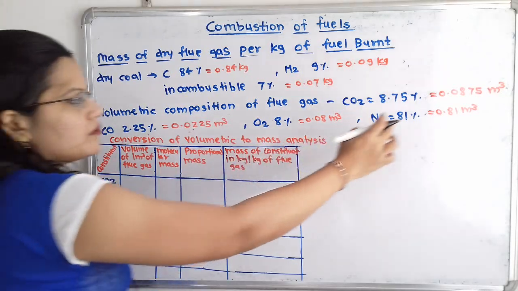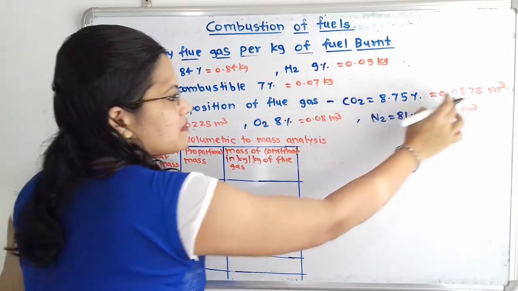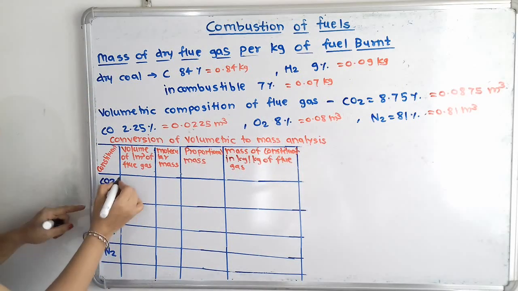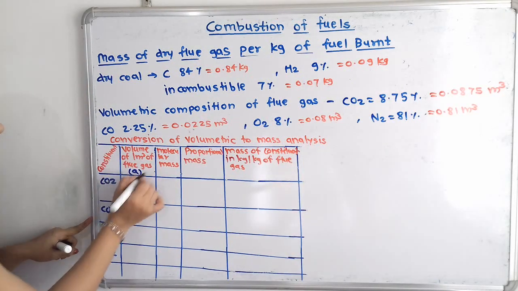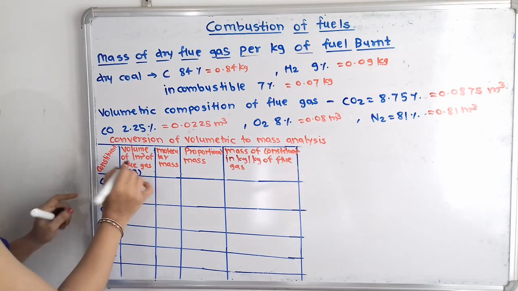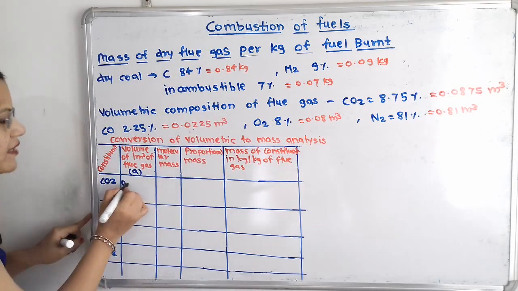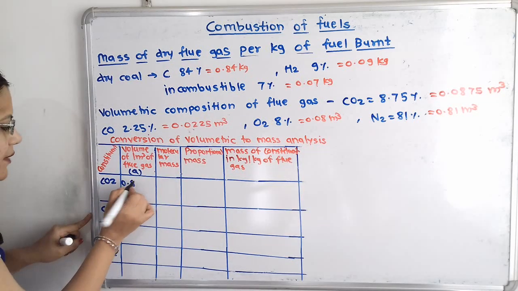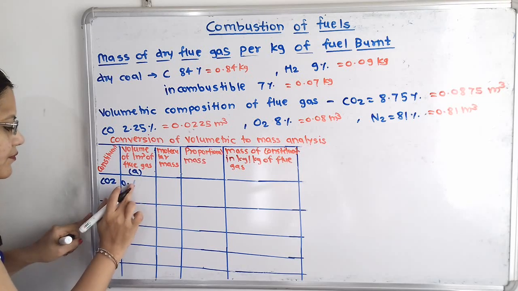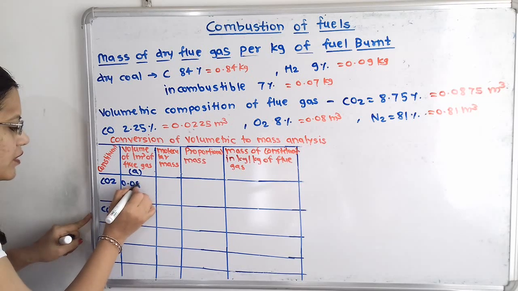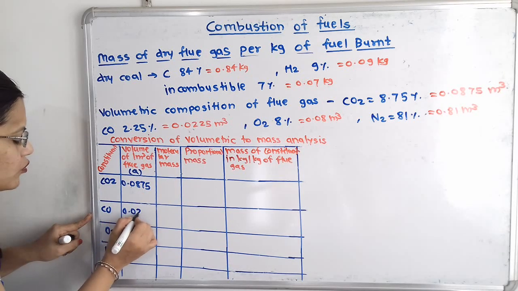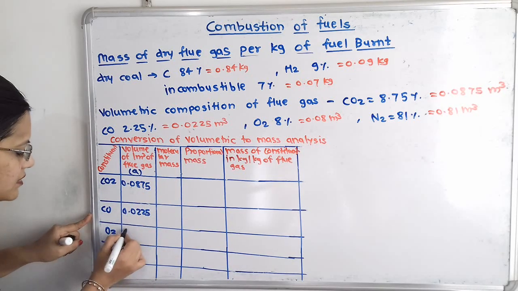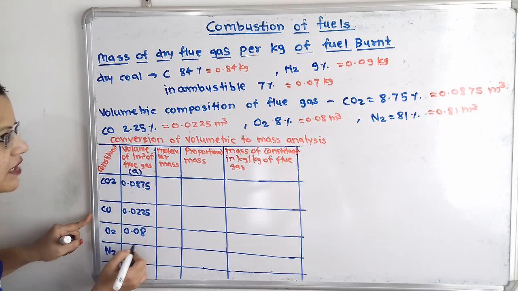So here we have to convert this percentage into volume. We will give it the letter A. That is the volume per 1 meter cube of flue gas, that is 0.0875. Next is 0.0225. Then next is 0.08 and next is 0.81.